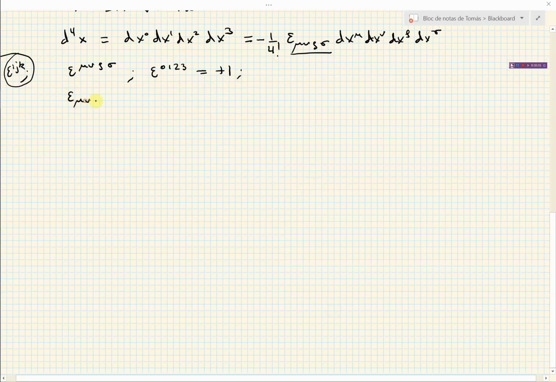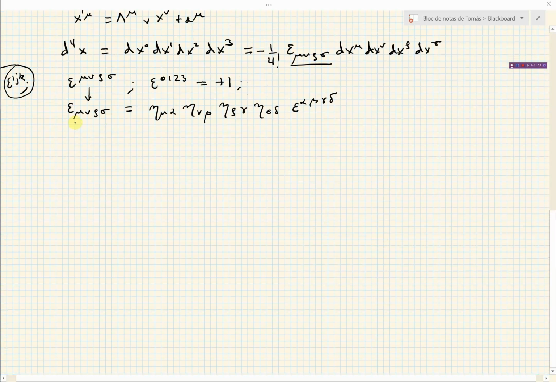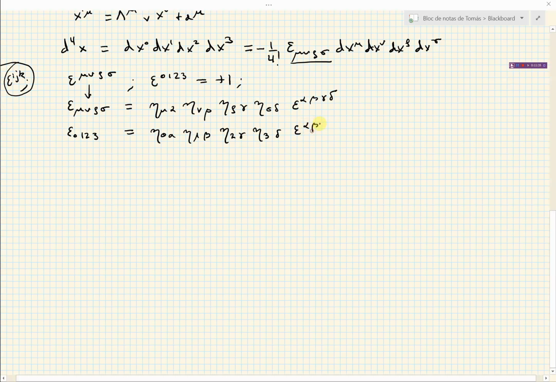What is epsilon with lowered indices? It is the tensor that I get by lowering the indices of epsilon mu nu rho sigma with the metric: eta mu alpha, eta nu beta, eta rho gamma, eta sigma delta, epsilon alpha beta gamma delta. Now you see that it is completely antisymmetric because epsilon is completely antisymmetric. You can check this. Then again, I only need to give the value of one of the components, epsilon 0, 1, 2, 3. So this will be, according to this relation, eta 0 alpha, eta 1 beta, eta 2 gamma, eta 3 delta, epsilon alpha beta gamma delta.